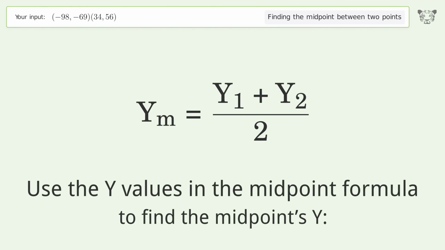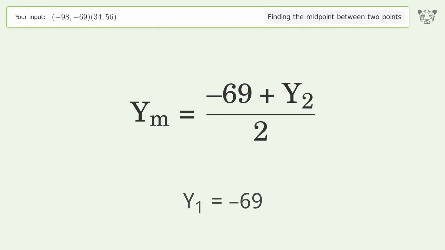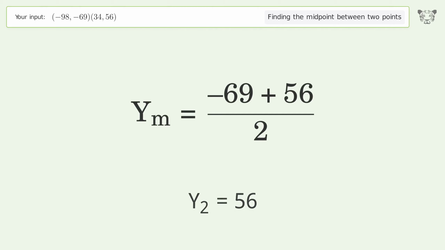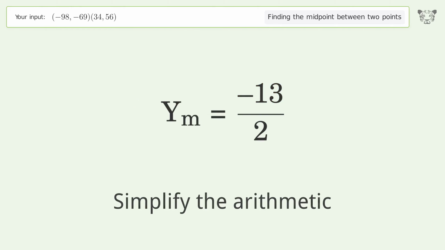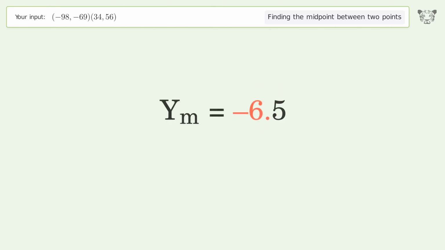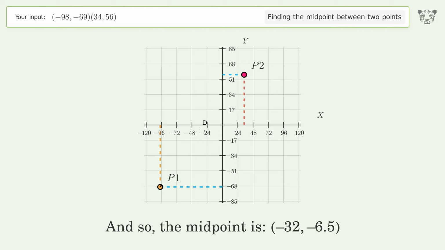Use the y values in the midpoint formula to find the midpoints y. y1 equals -69. y2 equals 56. Simplify the arithmetic. And so, the midpoint is -32, -6.5.